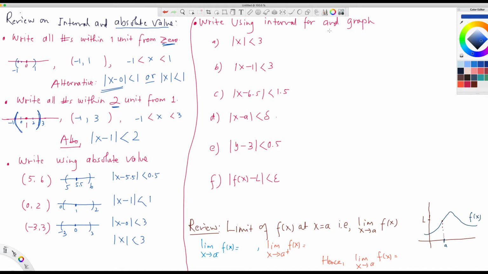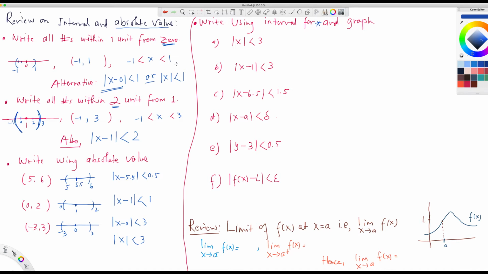Now write using the interval for the following problem and also use the graph. Okay, so how do I do that? Look at this. If there is -1 less than x less than 1, the shortcut way using the absolute value is to write the absolute value of x less than 1.